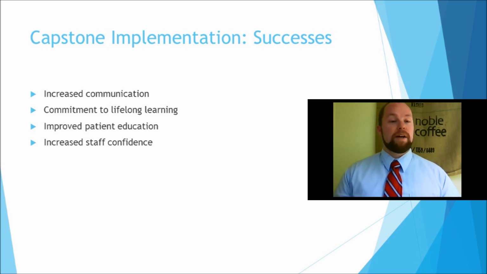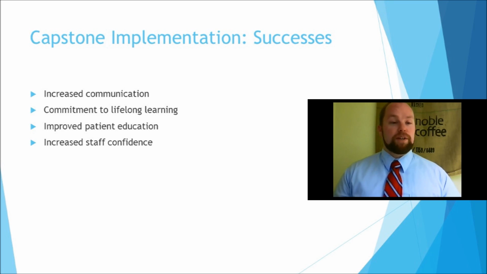I'm proud to say that my unit did a very great job of accepting this change readily, being eager to train and adapt to this new process. And the common goal of improving patient education was definitely in the forefront of all of our staff nurses' minds, as well as the interprofessional team that helped implement this project.